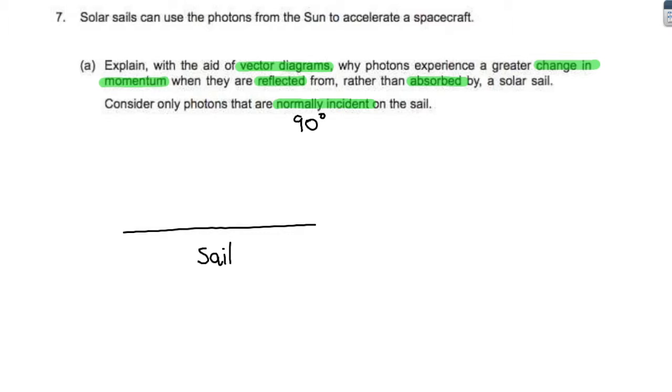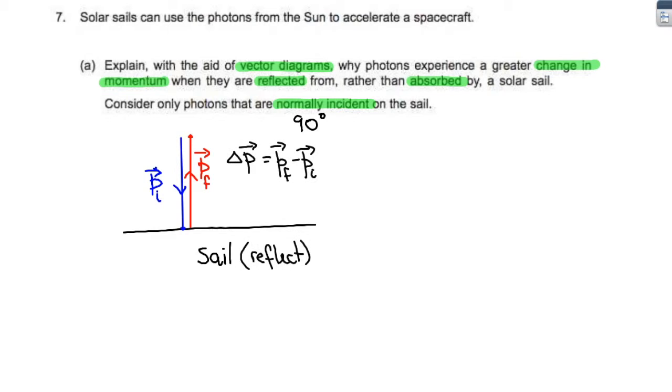To begin with, I'm going to look at the example where the photons are being reflected by the sail. I've drawn two vectors here for the initial momentum of the photons and the final momentums of the photons. Notice that they have a change in direction, and to help emphasize this I've used a different color as well. Mathematically, the change in momentum is going to be the final momentum minus the initial momentum. As a vector diagram, the change in momentum, which I've drawn here in black, is equal to the sum of the two individual momenta.